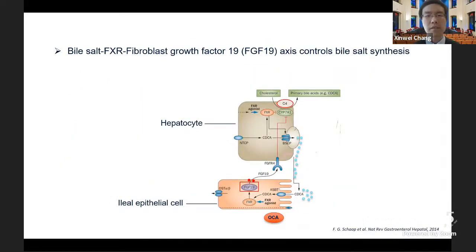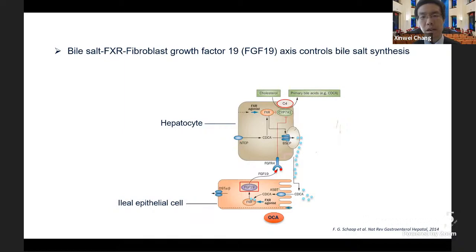Next, the bile salt FXR-FGF19 axis. This axis controls bile salt synthesis. In the ileum, bile salts are reabsorbed by the enterocytes, bind and activate their receptor FXR. OCA is an FXR agonist. Activation of FXR can stimulate the release of FGF19 into the portal vein. In the liver, FGF19 can bind its receptor FGFR4 and inhibit the bile salt synthesis by repressing the expression of CYP7A1.